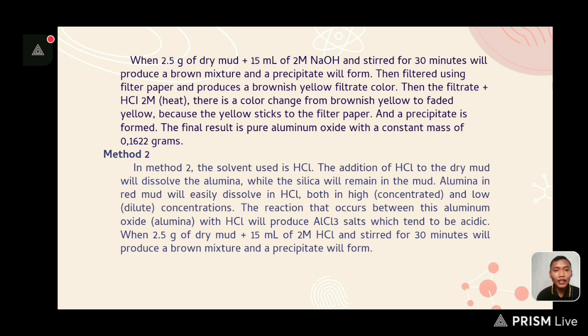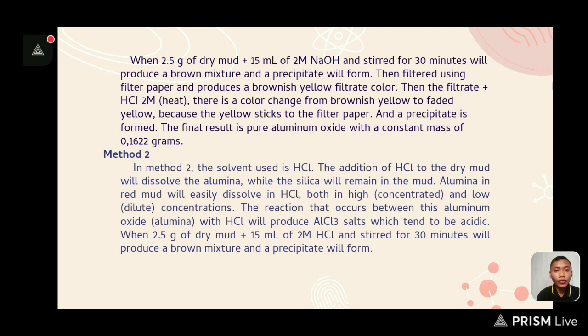The addition of HCl to the dry mud will dissolve the alumina while the silica will remain in the mud. Alumina in red mud will easily dissolve in HCl, both in high concentration and low diluted concentration. The reaction between aluminum oxide and HCl will produce AlCl3 salt, which is acidic.